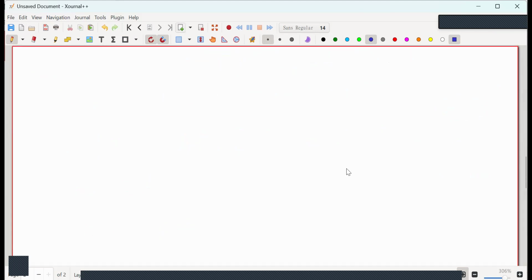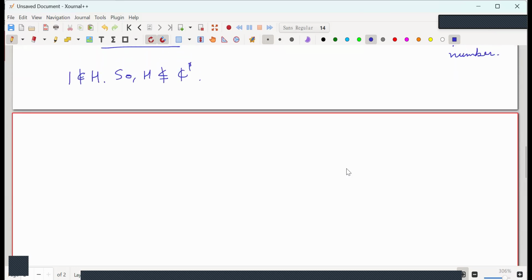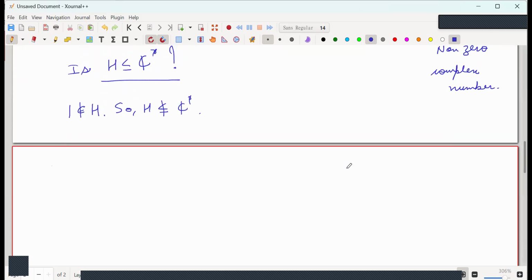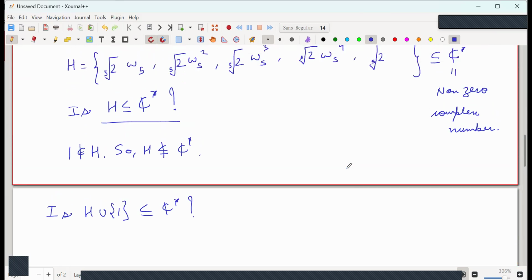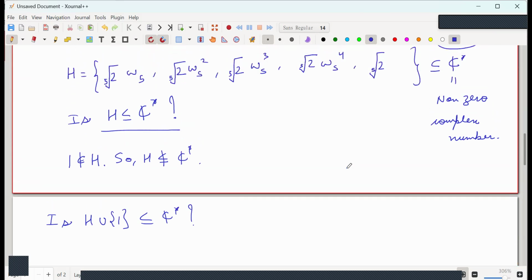Now let's take this question to another level. Is H union identity a subgroup of C star? If I just add identity to it. But then every element wouldn't have its inverse, so that the element A times A inverse equals 1.